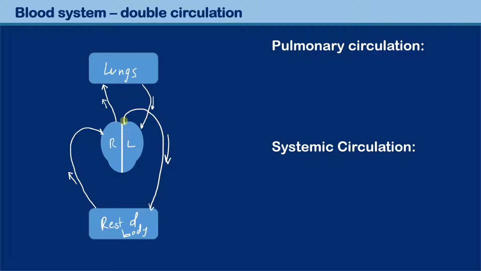We have over here on the left side oxygenated blood. So we have O2 rich blood. And on the right side of the heart, we have deoxygenated blood, or CO2 rich blood. Because the CO2 comes from the rest of the body and is then given off again at the lungs for oxygen to be picked up. This part over here at the top is referred to as the pulmonary circulation. And the part down here, which includes the rest of the body, is the systemic circulation.